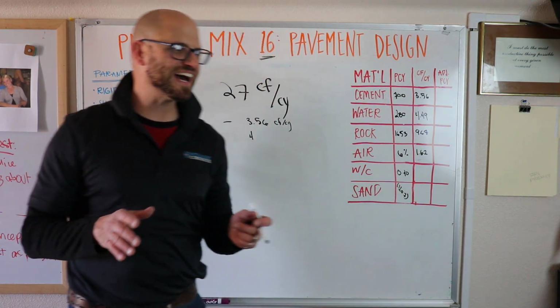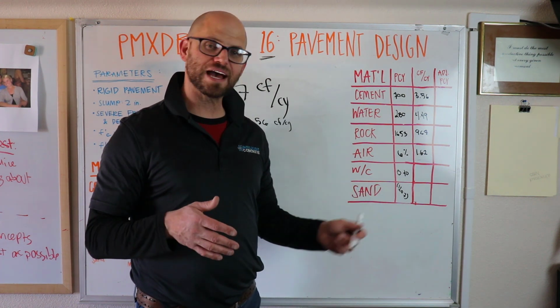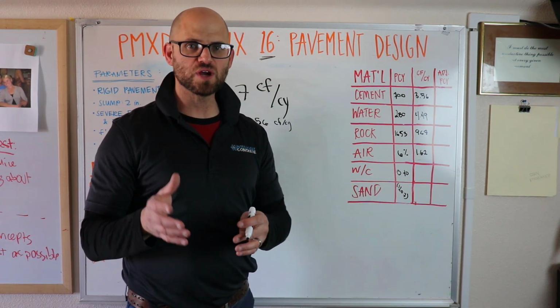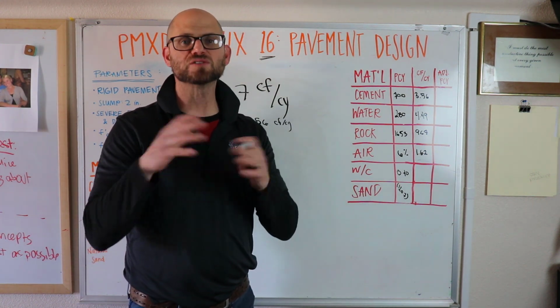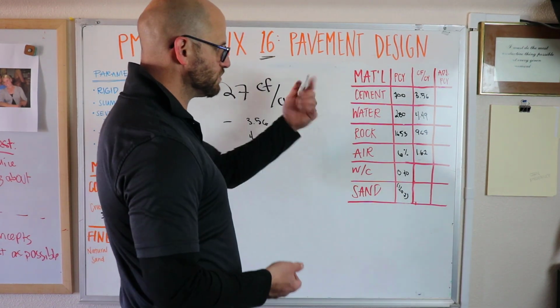Now that we've got all of our values for materials that we've already looked at, now we've got to subtract 27 minus those volumes to see what we've got residual for the sand. So I'm just gonna go through here.